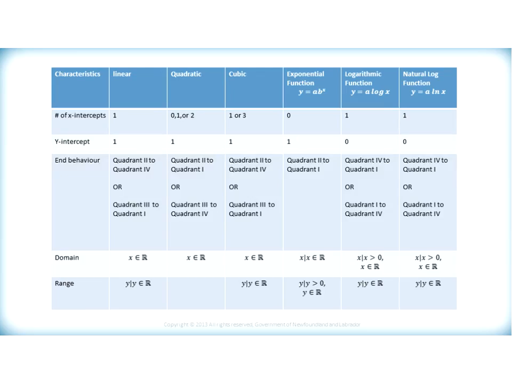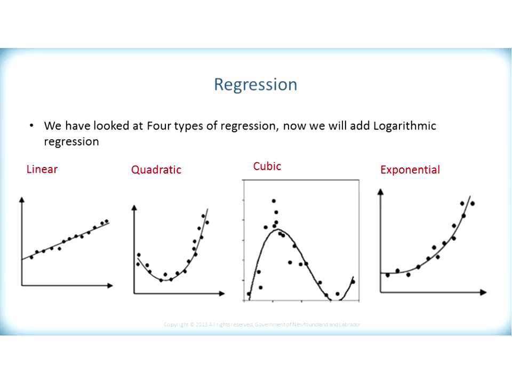functions. So, in previous chapters, we've looked at the characteristics of a linear, quadratic, cubic, and an exponential function. And now in Chapter 7, we've looked at logarithmic functions. Before, we've looked at linear, quadratic, cubic, and exponential regression, and we answered questions based on the characteristics of the regression. We will do the same now in this section for logarithmic regression, adding it to the others.